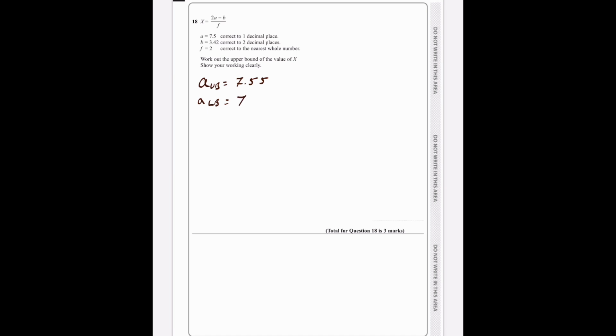The upper bound for A is 7.55. The lower bound for A is 7.45. And I do that for the other variables.